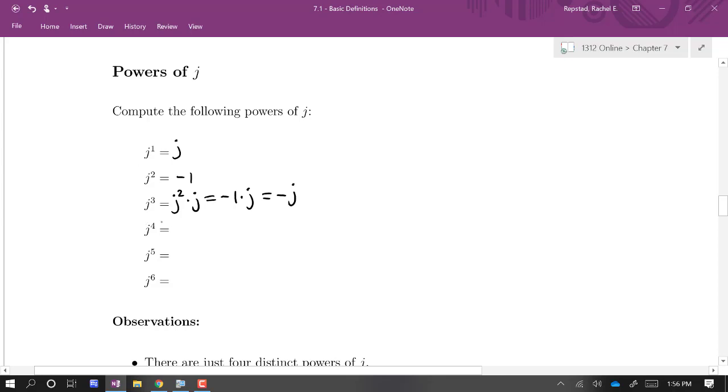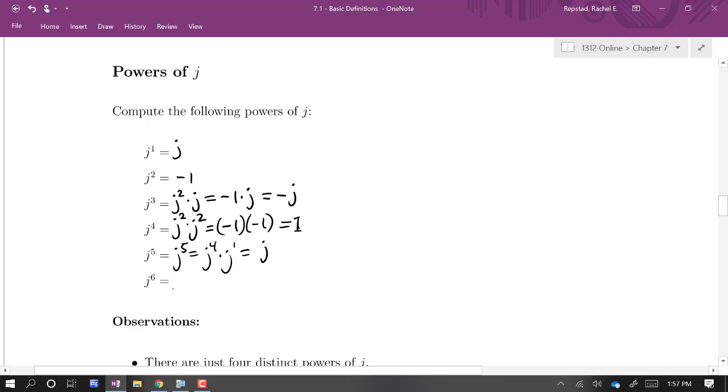j to the fourth is j squared times j squared, which is -1 times -1, which is +1. So j to the fourth is equal to +1. j to the fourth is real. j to the fifth is j to the 4th times j to the 1st. Now j to the 4th is 1, so this just gives us j.